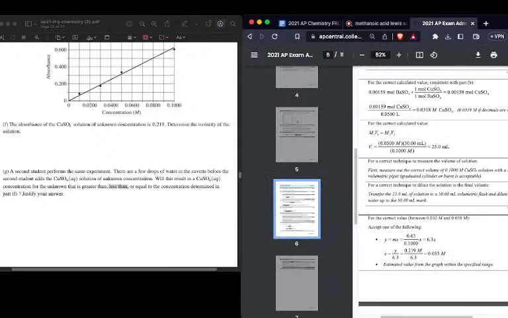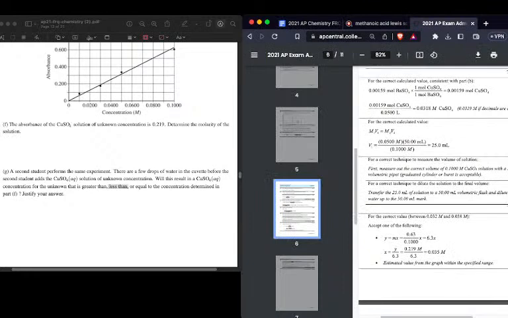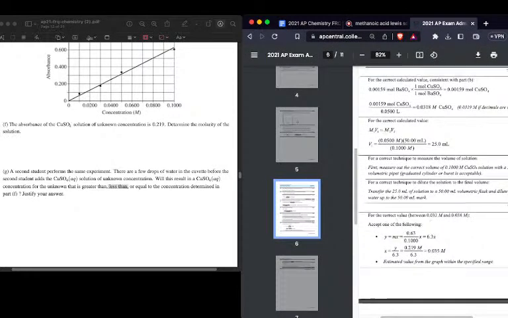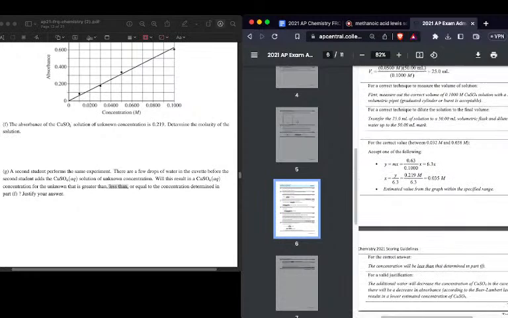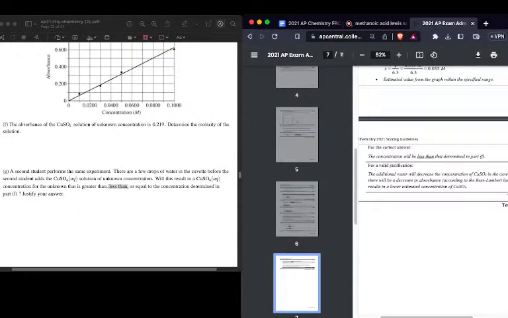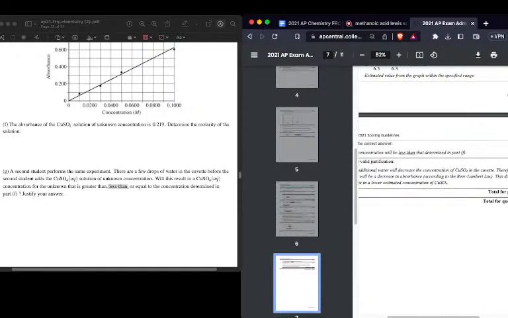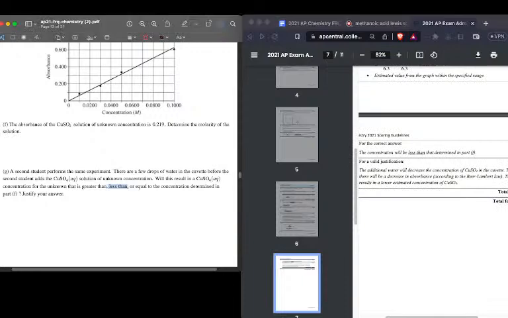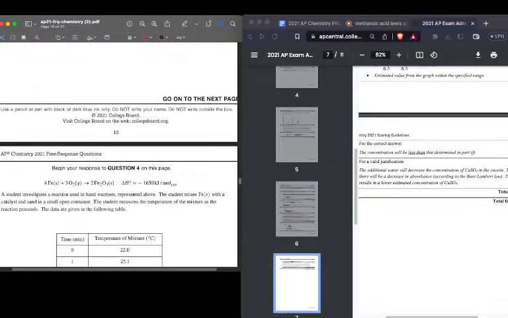They say anything between 0.032 and 0.036. Nice, we did it. Good job. The concentration will be less than it was determined. The additional water will decrease the concentration of CuSO4 in the cuvette. There will be a decrease in absorbance. This dilution results in a lower estimated concentration. I like it. I like it.